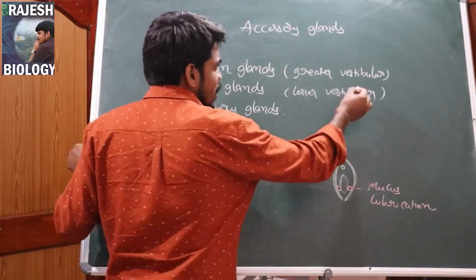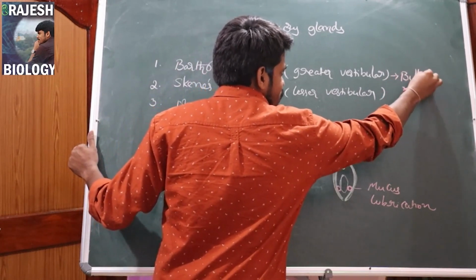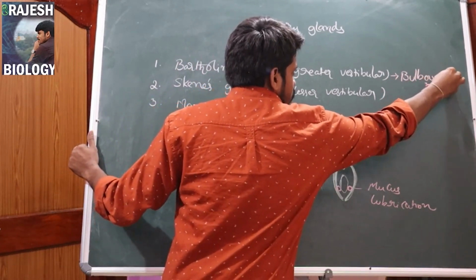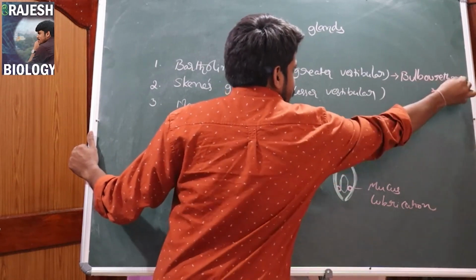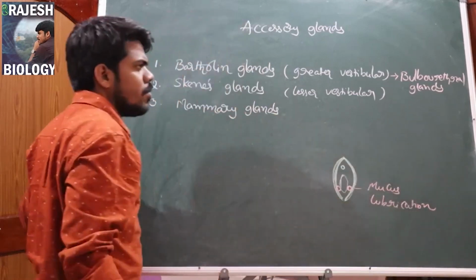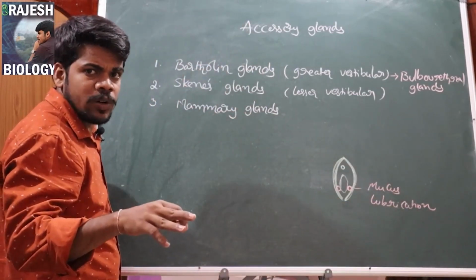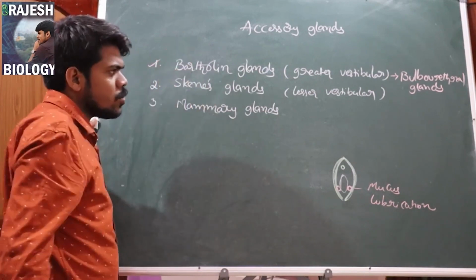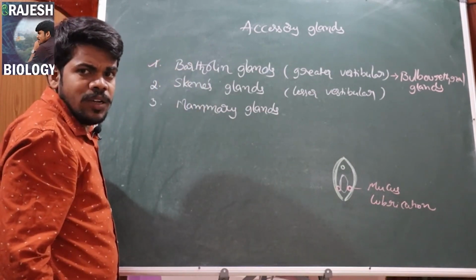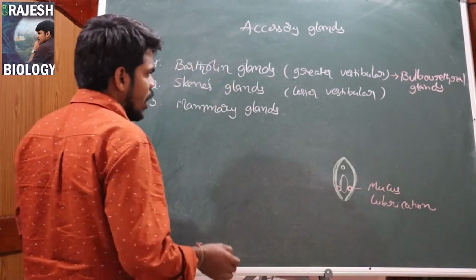And not only that, they are homologous to the bulbourethral glands of the male reproductive system. Bulbourethral glands are present in the male reproductive system. These are homologous to the bulbourethral glands of the male reproductive system. They secrete mucus which helps in lubrication.